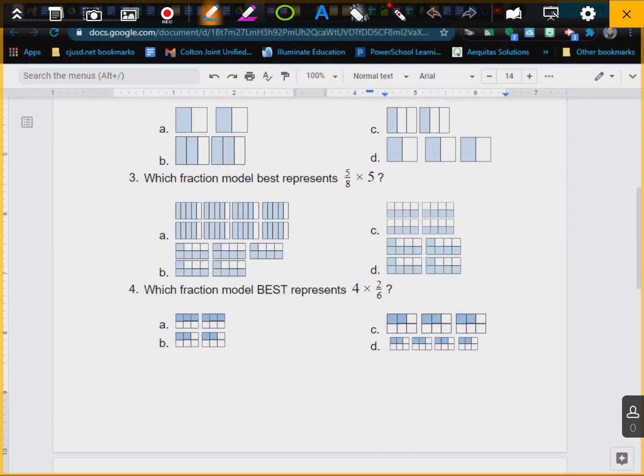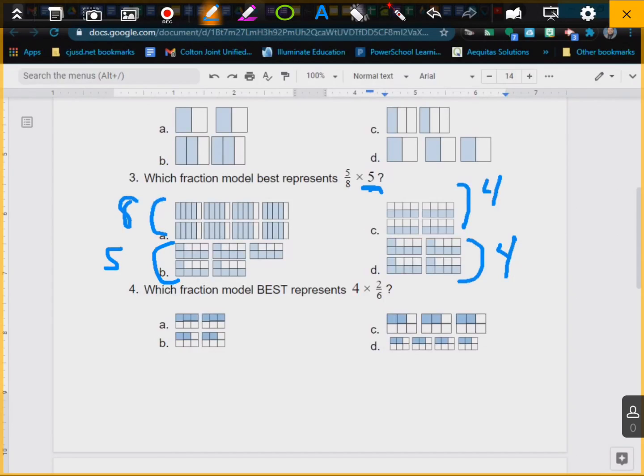How many are we looking at? How many should there be? 5, right? So C, how many are in C? 4, right? D also has 4. And A has 8. So you can pretty much tell right away that just that first number, 5, if you find one that only has 5, like B, that's going to be your answer.